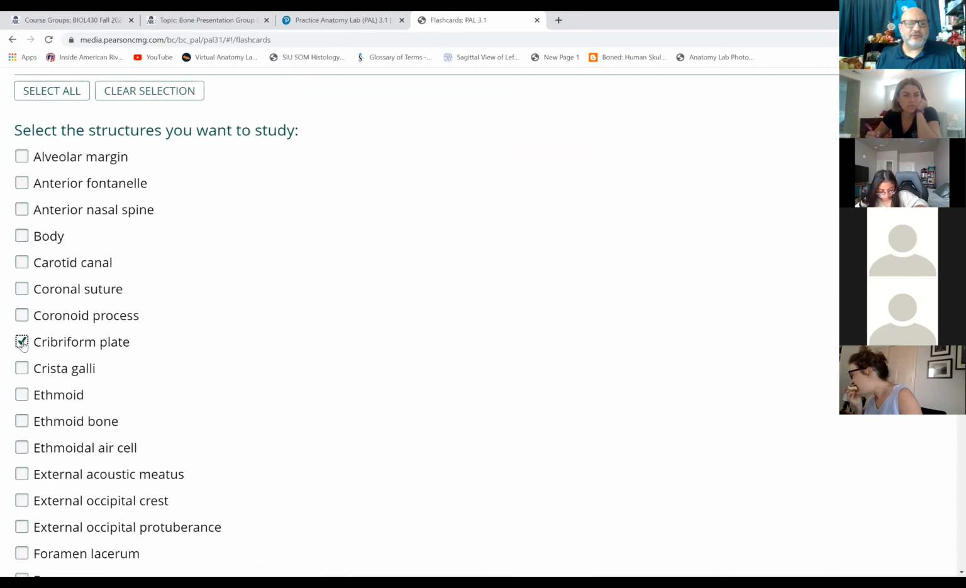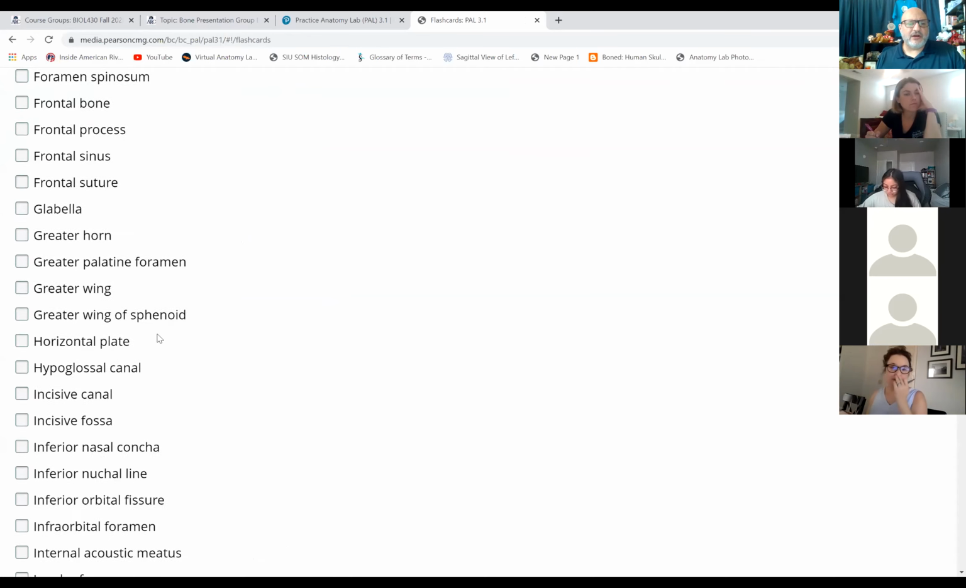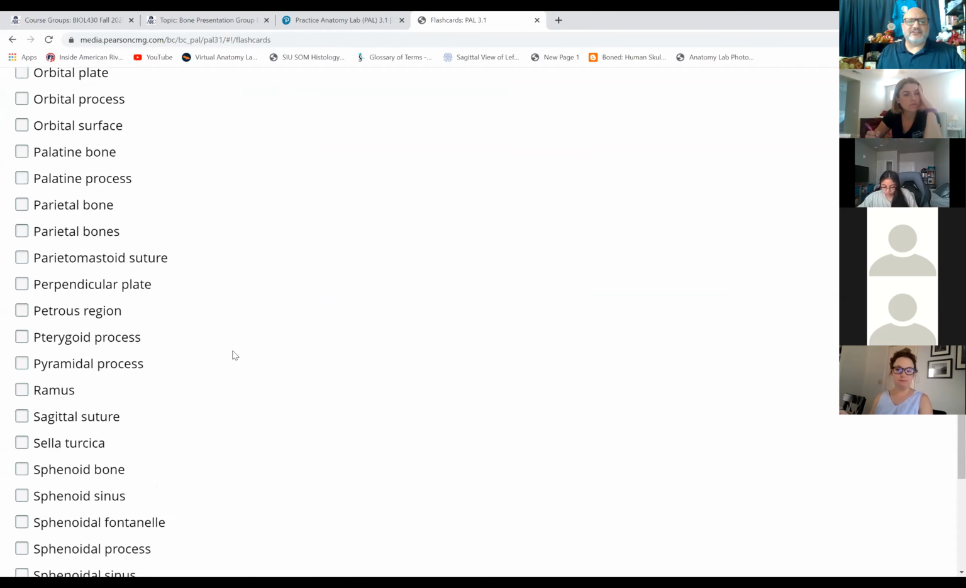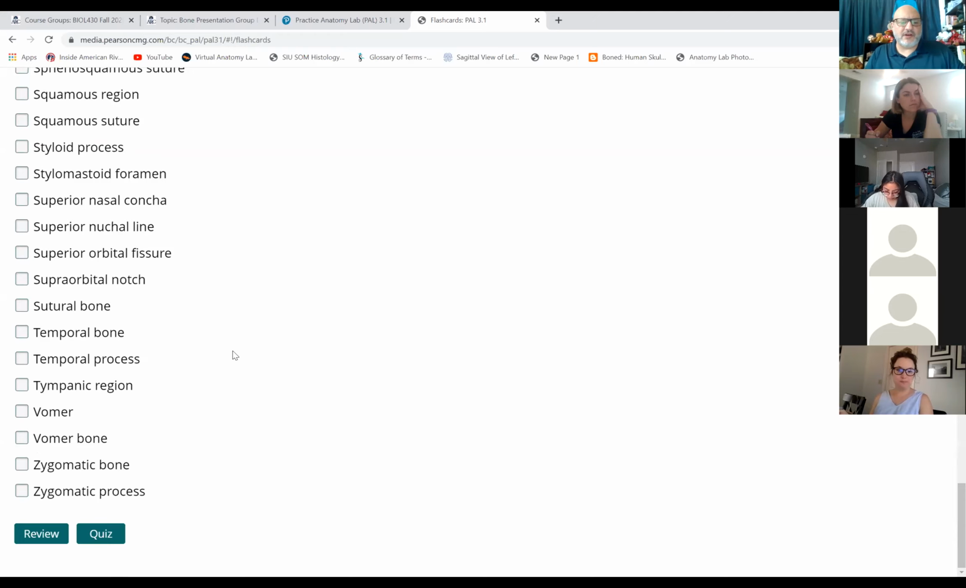And then conveniently enough, I can go through my list and click on every single thing I need to know. I need to know the cribriform plate and the crista galli. I need to know the ethmoid and the coronal suture and the carotid canal, and on down the entire list of labeling all the things that you want.